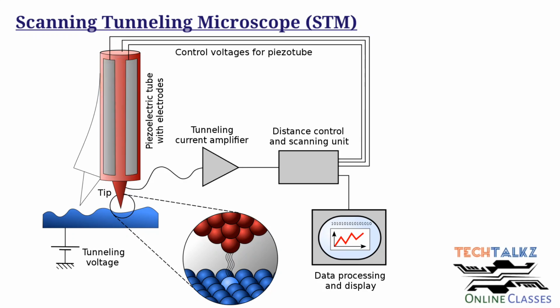The magnitude of the tunneling current will be very small. So in order to amplify these weak signals, we use an amplifier. Then based on the analysis of these signals, we can create the surface structure of the sample, and it can be displayed on a monitor.